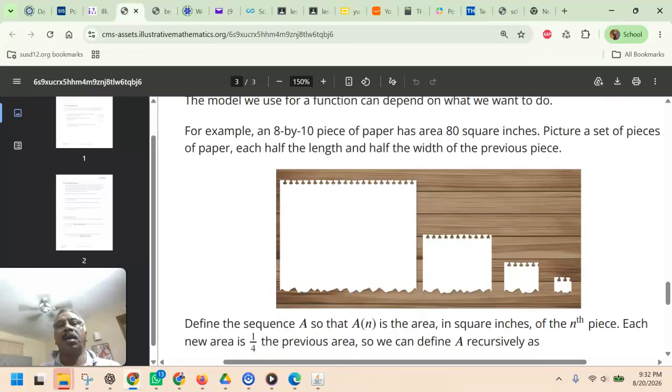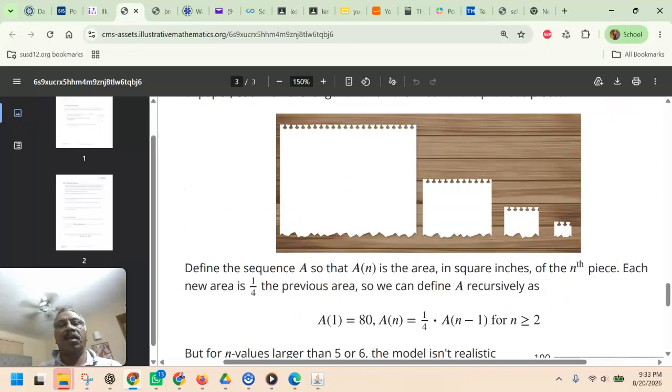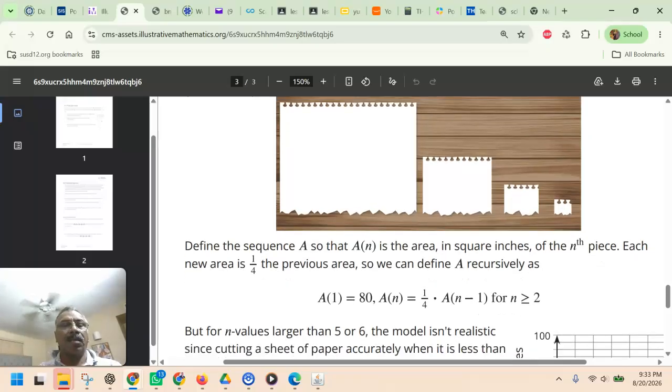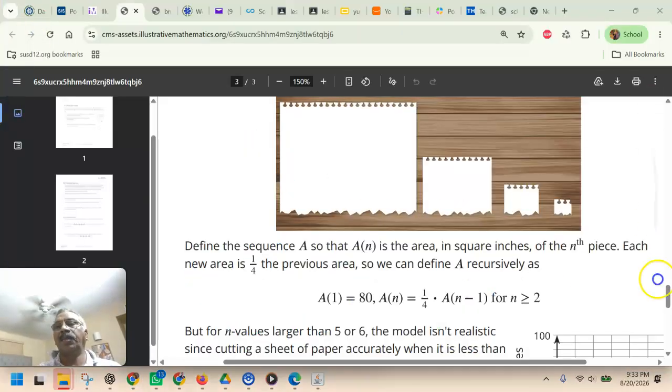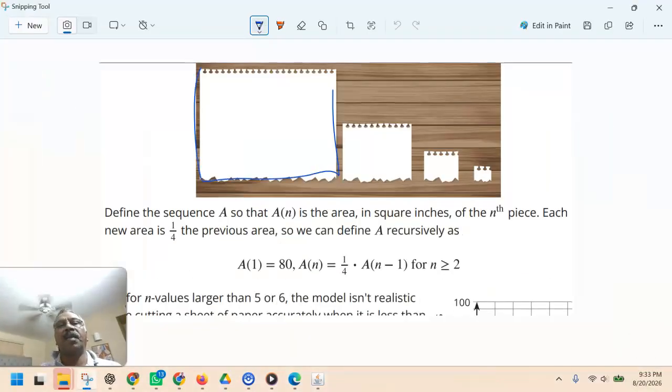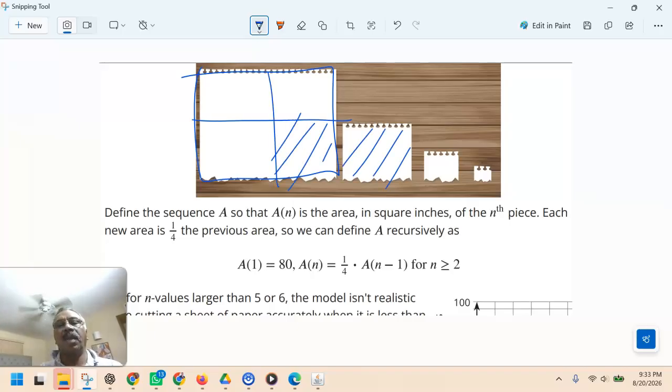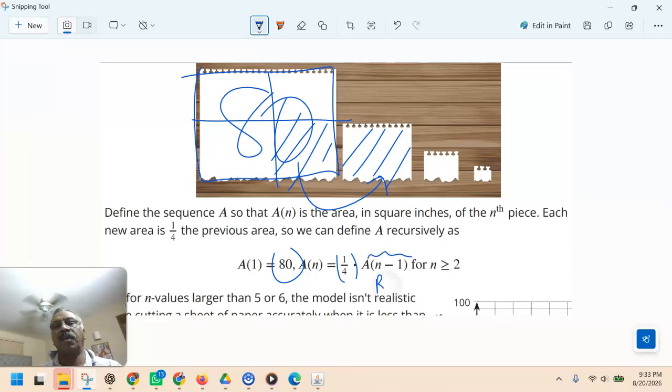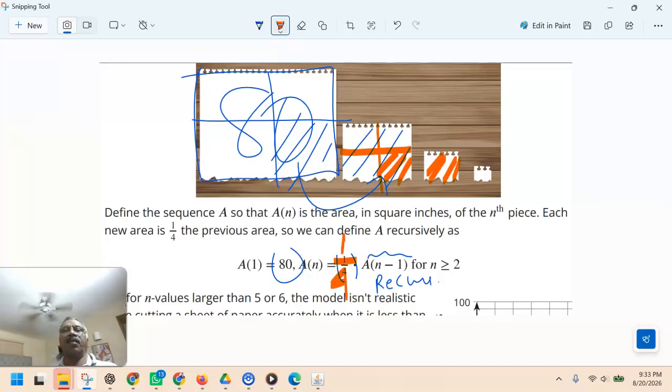Let's look at this nice example. This is the summary of what we learned in this lesson. Say this paper is of a certain size, and you break it into 4, and this is what you see here. So it's 1/4. That's why in the beginning it is 80, and then what is remaining is a quarter of the previous one. It's still recursive. Then again you break this into 4 pieces, and this is what you have here. So each time you take 1/4 of the previous one.